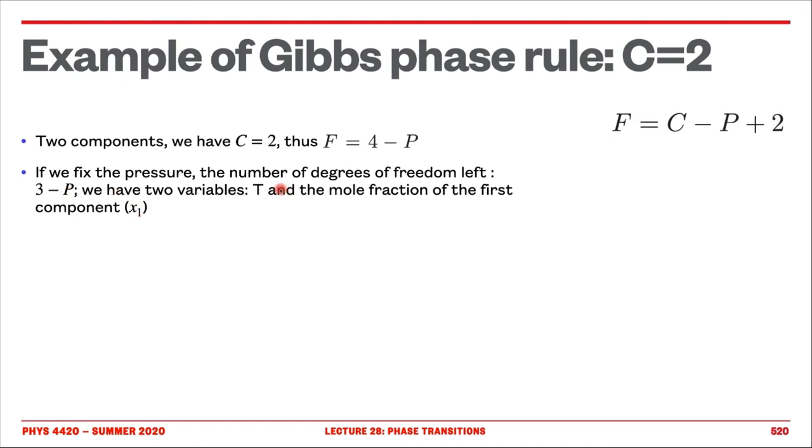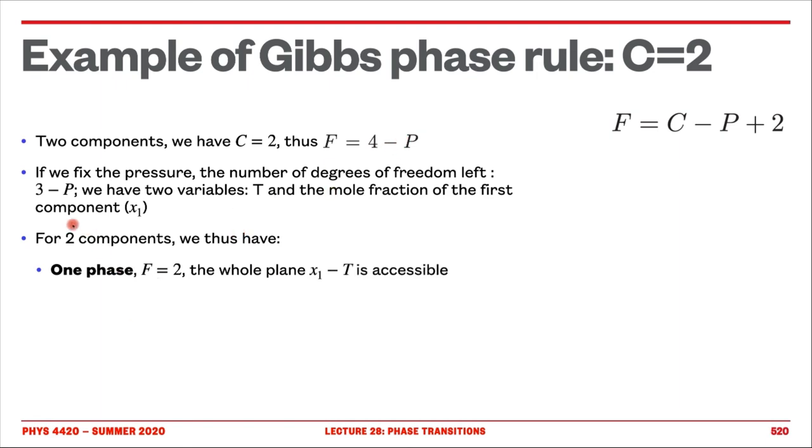So we have the 3 minus P, and the variables we have now, the temperature and the mole fraction of the first component, or the second component, you pick the one you want. The point is that if you know one of them, you know the other one, since x1 plus x2 is equal to 1. Good. So if we have two components and only one phase, so P equals 1, I end up with F equal to 2, so the number of degrees of freedom is 2. The geometric domain that's available to such a system is two-dimensional, and so we can take any value of x1 and T.